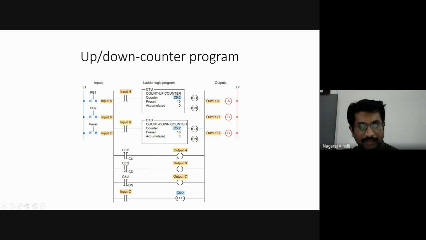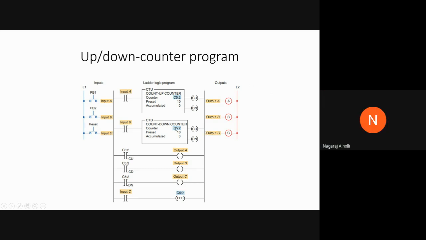Then C5:2 CD, that is the countdown counter. When this C5:2 CD bit is enabled, when the down counting process starts, this is actually CD. Here there is a mistake. It is not C, it is CD here because it's a down counter. So just make a correction, please. So then the CD bit is here. This output B is energized.